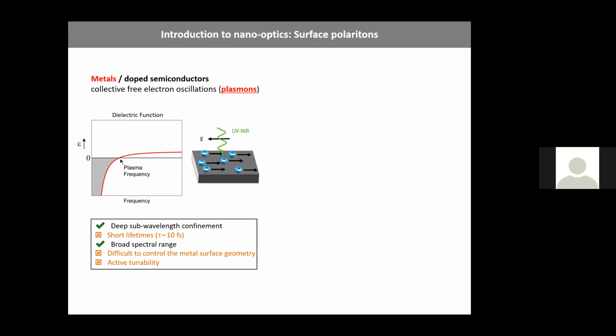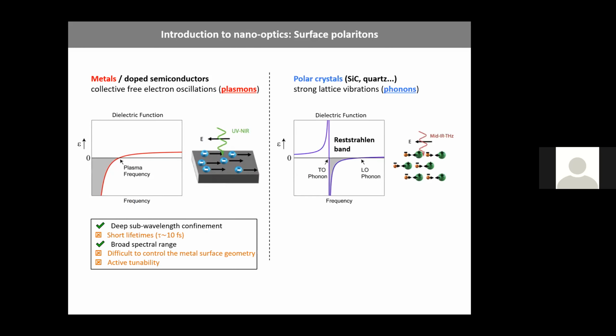So the properties of plasmons are these, good properties and bad properties, let's say. The good things about plasmons are that deep subwavelength confinement can be achieved, and they exist in a broad spectral range. But they also show drawbacks like short lifetimes. Electron-electron scattering is very important in this media, so lifetimes are typically in the range of 10 femtoseconds. And there are other drawbacks like the lack of active tunability.